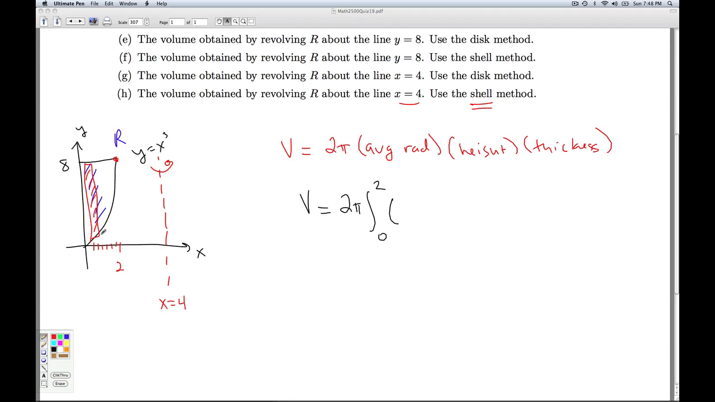The average radius is the distance from the base of this shell out to the axis of revolution. So if I were at x equals 0, it would be 4 units. If I were at x equals 1, it'd be 3 units. x equals 2, 2 units. So if I'm at some x value here, the average radius, the distance to the line x equals 4, would be 4 minus x. What's the height of the shell? That's top curve minus bottom curve, which would be 8 minus x cubed. And the thickness, as we mentioned, is dx. That'll do it for quiz 19.